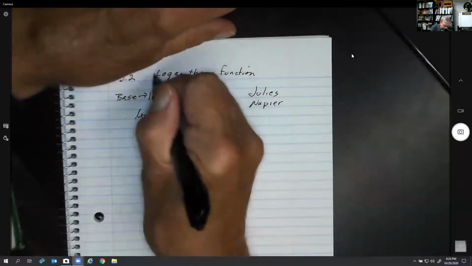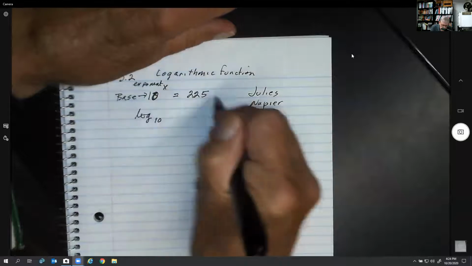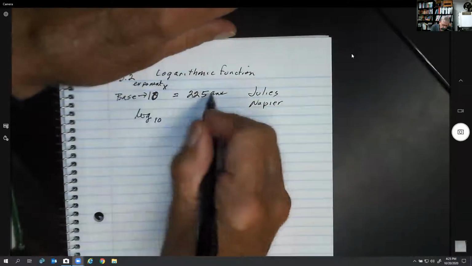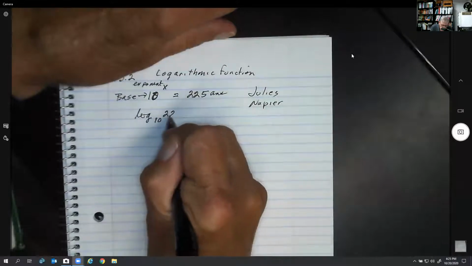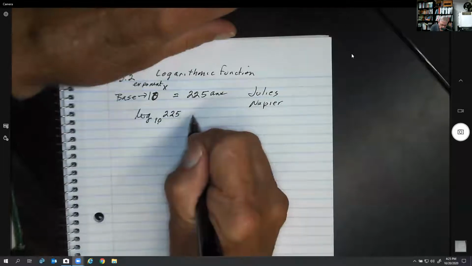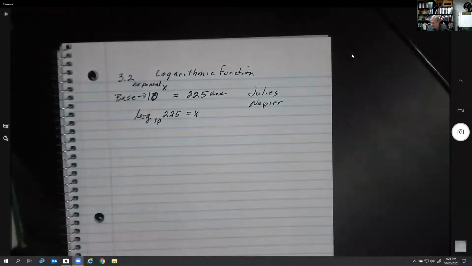And we switch the exponent with the answer. So we just switch these two. So this becomes log base 10, we say, of 225 equals x. Well, here we would need a calculator to do it. Grab out the old calculator.